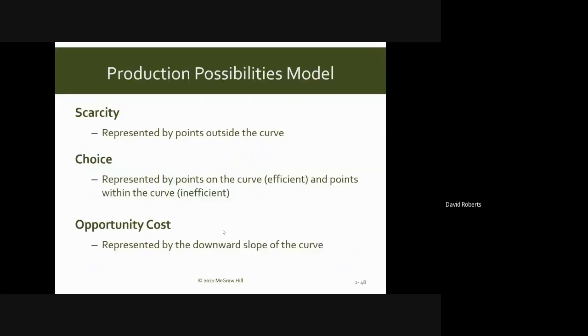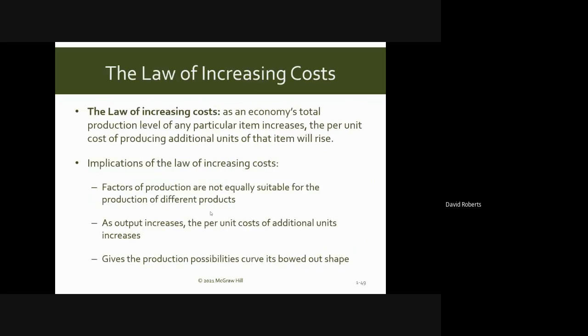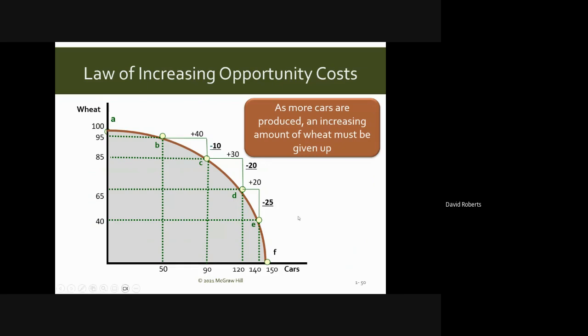So again, scarcity is represented by points outside the curve. We'd like to have more cars, more wheat. And again, the trade-off of choice is along the line. And opportunity cost is the downward sloping part of it. The costs increase, and there's going to be a graph coming up that will perhaps identify this better than just the words. So in this particular case, when you go from point B to point C, you have 95 units of wheat at point B. You have 50 units of cars.